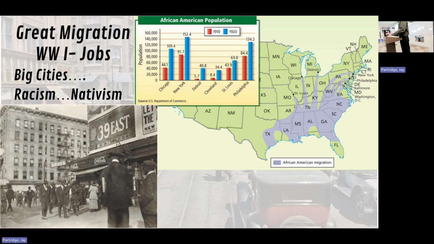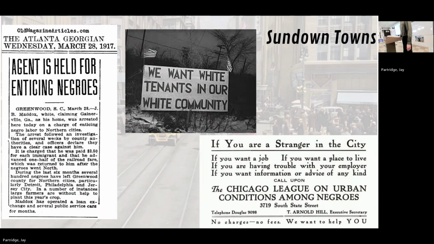Why did they only go to big cities? Do you remember the name of those towns? Small, medium-sized towns that would not allow anybody in town that was not white. Sundown towns. There was a massive wave of sundown towns that were started in the teens and the 1920s. Why? Because of the Great Migration.